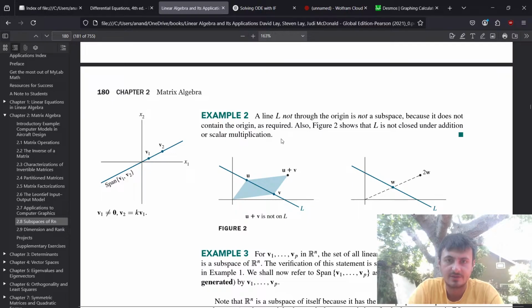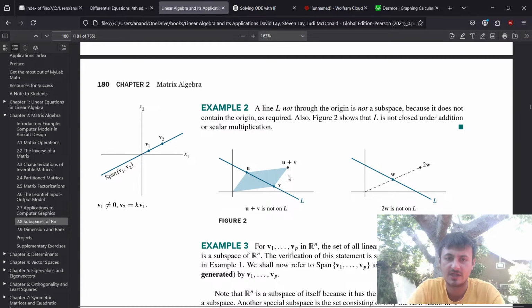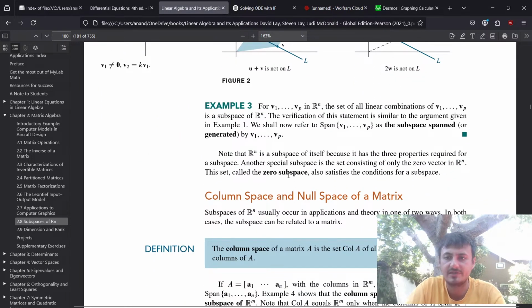Here's another example. We have some line that doesn't go through the origin. We can easily see that it's not a subspace because first, it doesn't contain 0, but also because for any 2 points on the line, their vector addition is not in there. So therefore, it's not closed under addition. It's not a subspace.